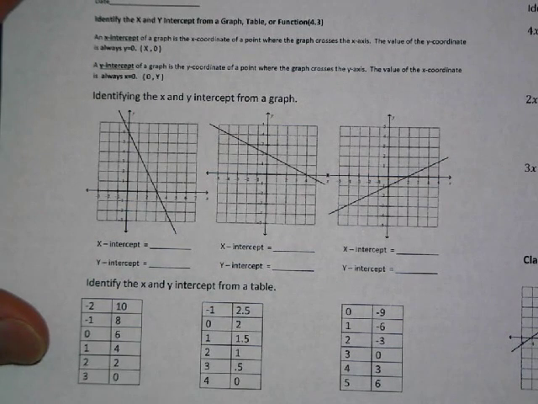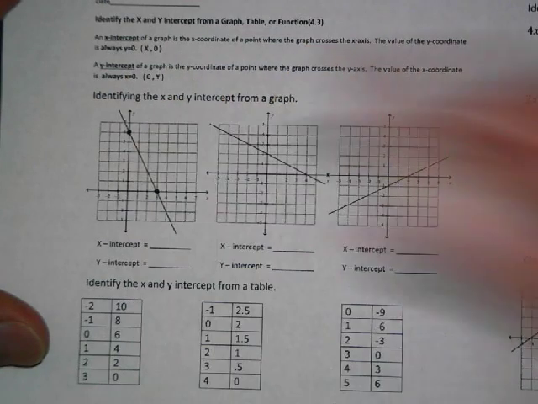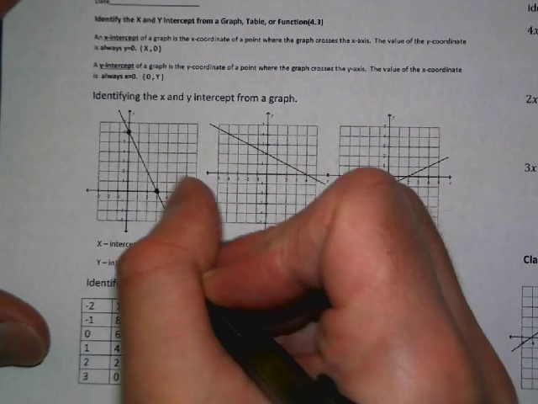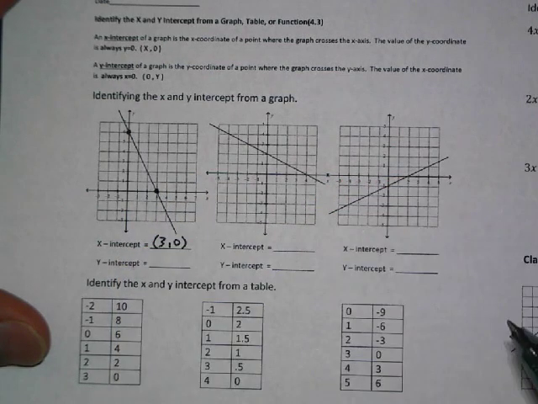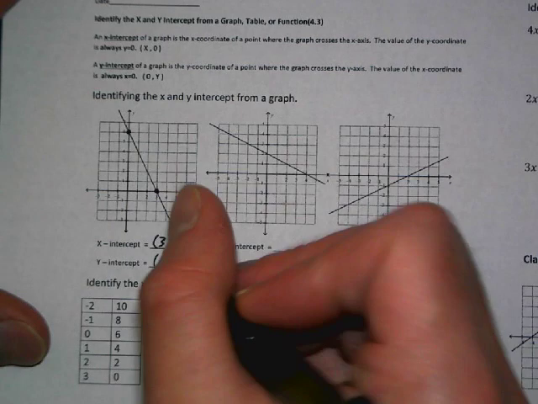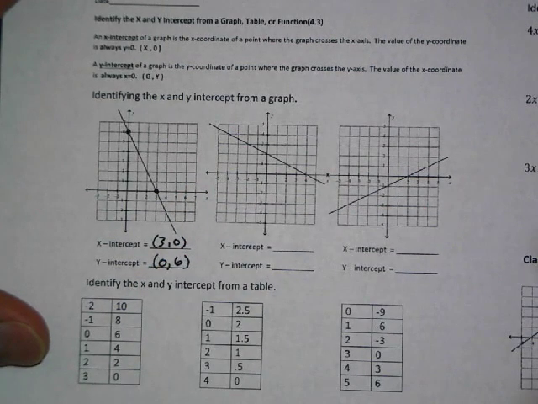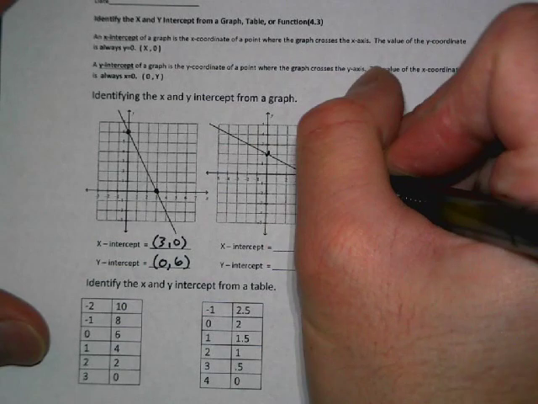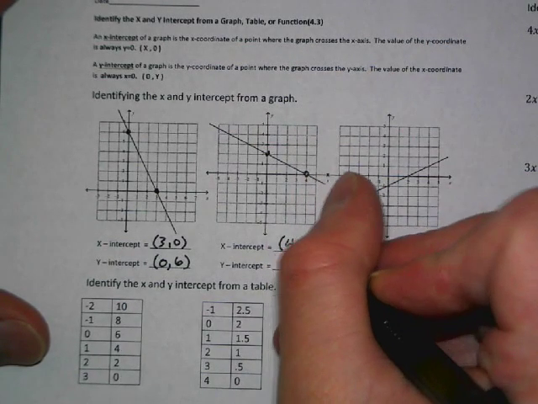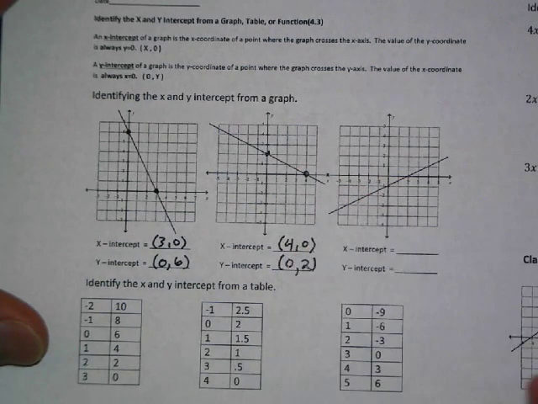So first from a graph, which is the simplest, there's our 2 points that are our x and y intercept. Our x-intercept there is at 3, 0, because it always has a y of 0, and your y-intercept is at 0, 6. Just like that again, if we look at the next one, this x-intercept is at 4, 0, and the y-intercept would be at 0, 2.